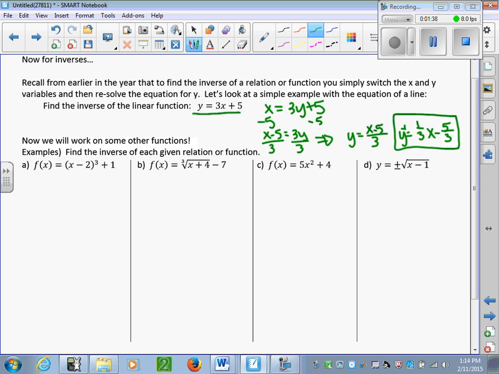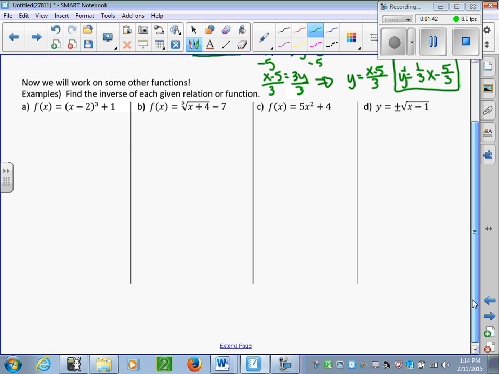Okay, so we're going to use all those tools we've been learning this unit to solve radical equations to find inverses of functions, so of more nonlinear equations. All right, so let's start with A. Same kind of concept, except remember I've been saying all year, when you see f of x, kind of treat it like y.